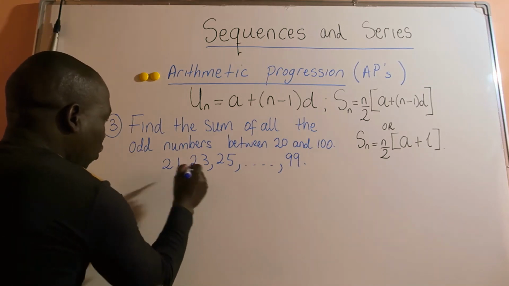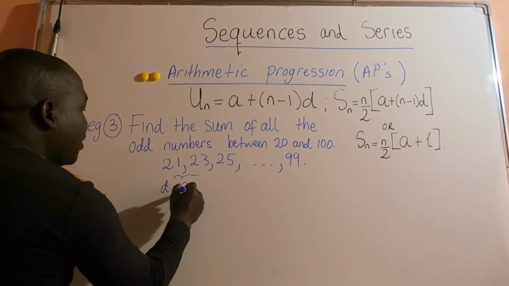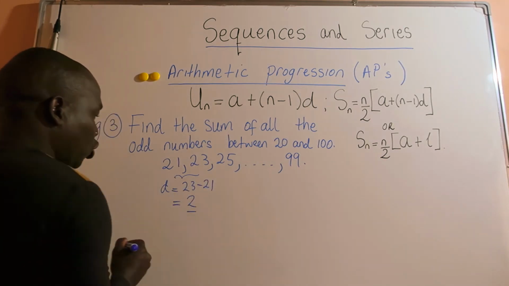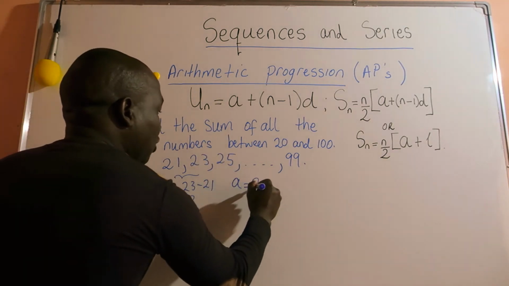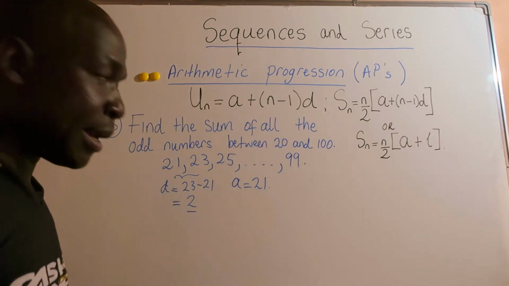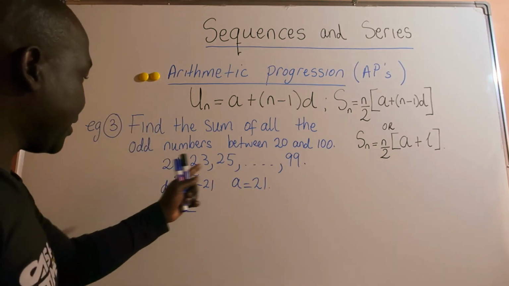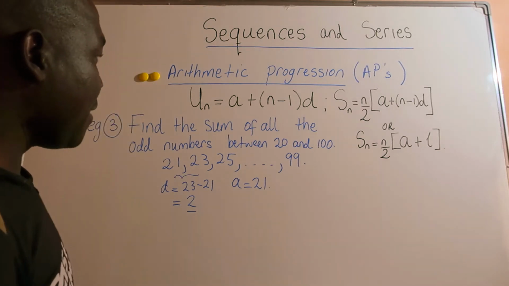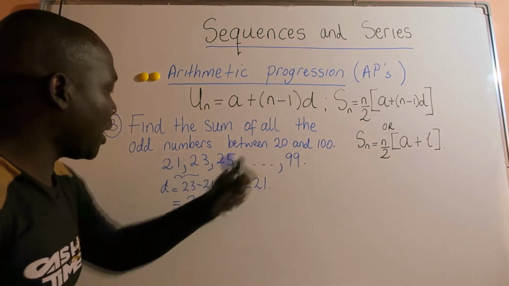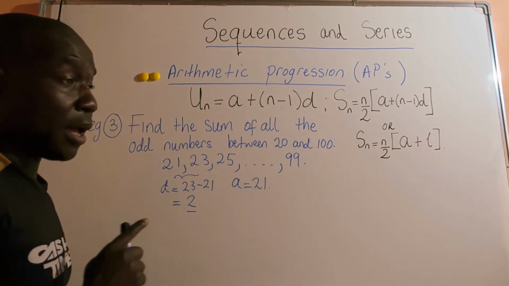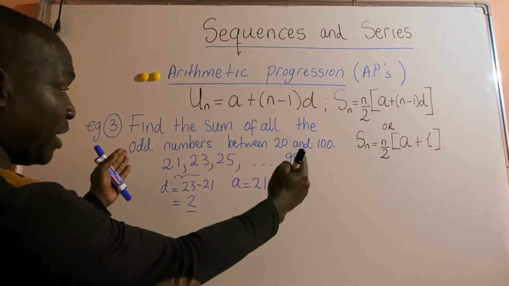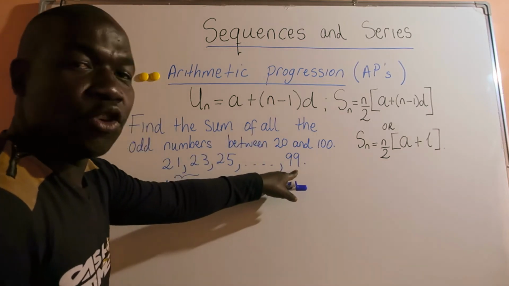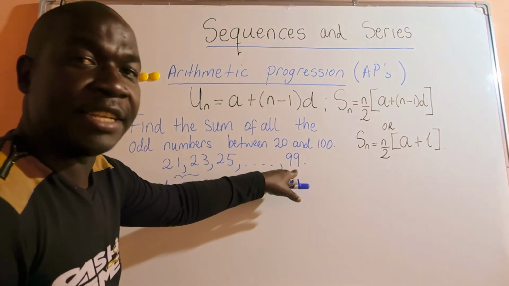Oh, I see there's a common difference here. D, the next term minus the previous term. So each time I'm adding 2, and my A is equal to 21. So this is an arithmetic progression. I want to find the sum, but I don't know how many terms there are. So take note here, if you don't know how many terms there are but you have the last term, you can use the nth term, because this can be your nth term and this will help you find n.